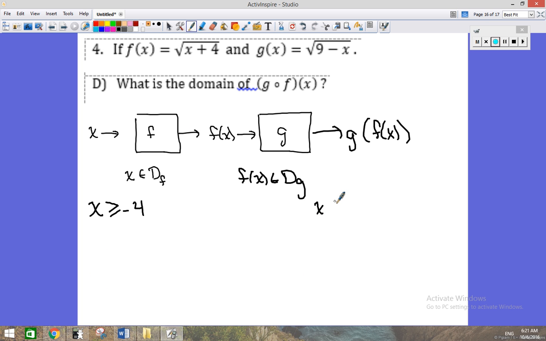But it's not that x is less than or equal to 9. It's that I need the input for g to be less than or equal to 9. The input for f was x, but the input for g is f of x. So I need f of x to be less than or equal to 9. Let's take a look at what f of x is. It is the square root of x plus 4 less than or equal to 9.